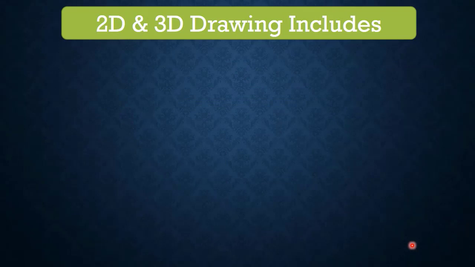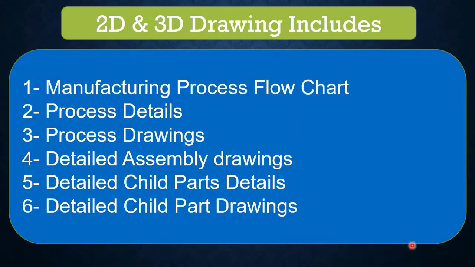So 2D and 3D drawings include, number 1, the manufacturing process flow chart. Everyone might be aware of the flow chart. The flow chart's purpose is to give the high-level process steps of any manufacturing process. Number 2, process details. Process details are nothing but the processes involved in manufacturing the component. They are blanking, draw, trim, pierce, flange process, etc.